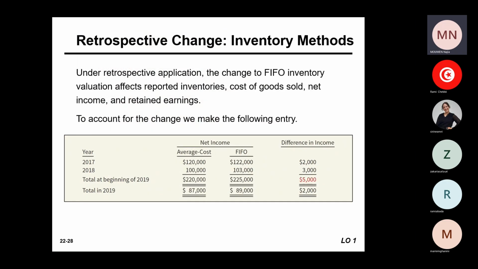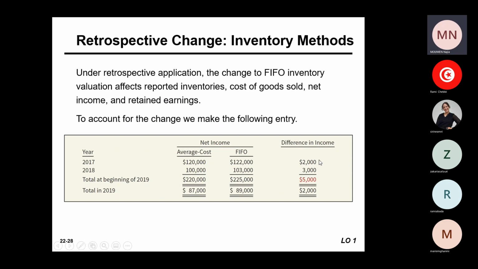So let's see now how to apply this retrospective approach. Again, you should be able to know what are the items in the financial statement that will be impacted. Under the retrospective approach, when we are changing from the average to the FIFO method, it will be affecting the reported inventories, the cost of goods sold, our net income, and our retained earnings.